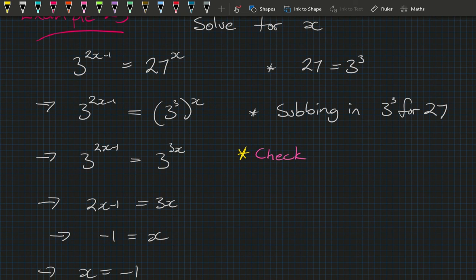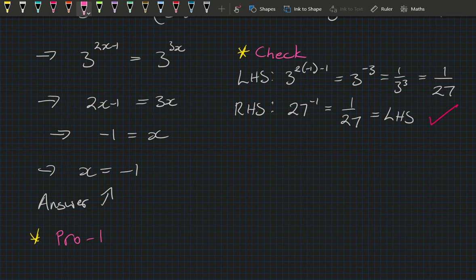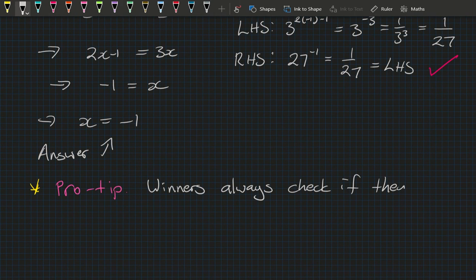So if x is equal to minus 1, that means our left hand side there will be 3 to the 2 times minus 1, minus 1. And 2 times minus 1 is minus 2, minus 1 is minus 3. So we've now got 3 to the minus 3, which equals 1 on 3 to the 3, and that equals 1 on 27. Once again, with x equal to minus 1, our right hand side will have to be 27 to the minus 1, which is 1 on 27, which is the same as the left hand side, which is exactly what we want. Alright, so you can count that as a pro tip. Winners always check if they're not sure.